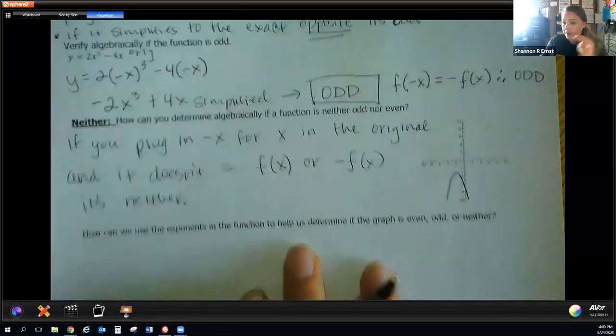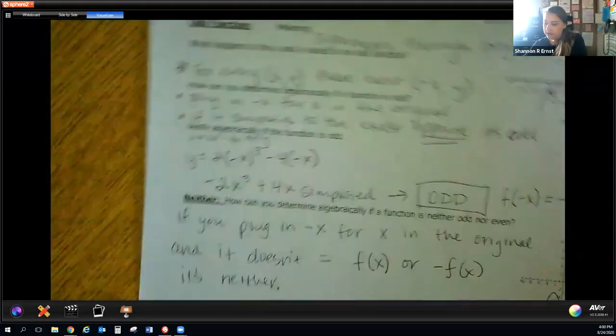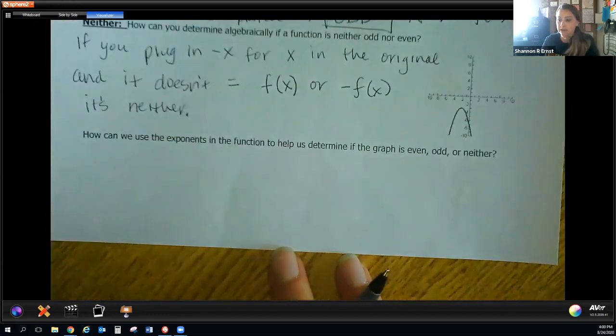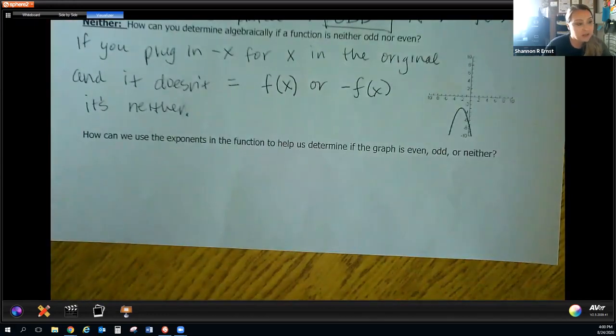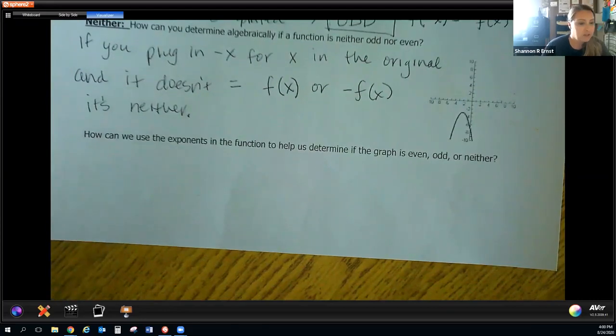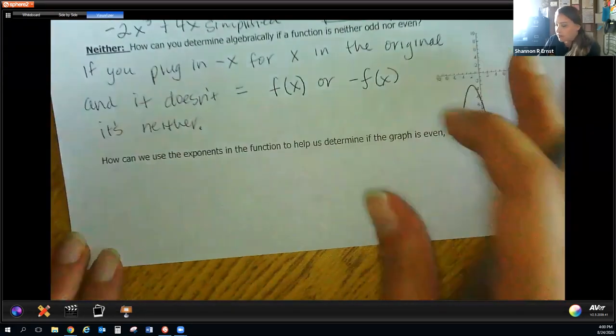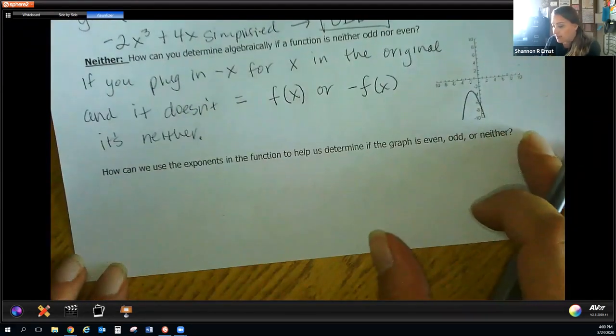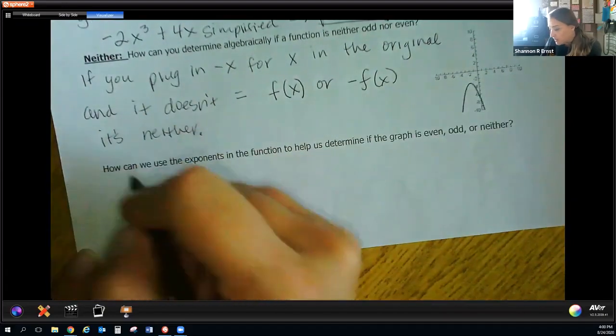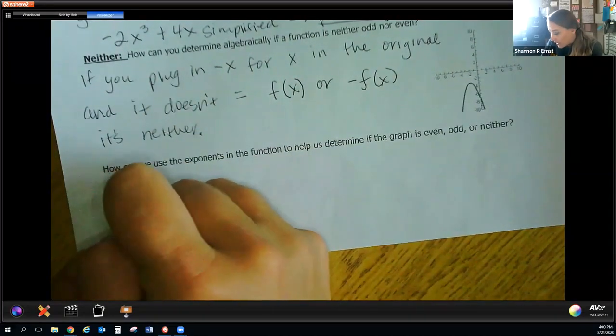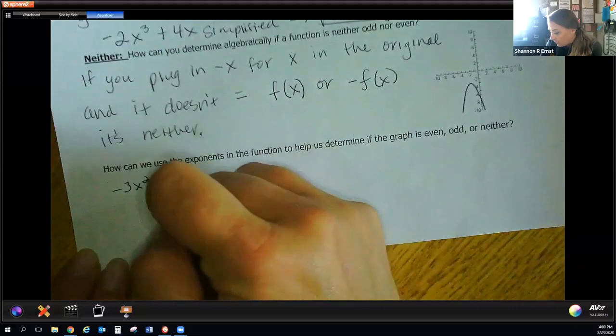So how can we use exponents? Exponents can help us determine if it's even, odd, or neither. So if you were asked to algebraically prove it, you can also use this just to verify that you did it right. So even though you have to show it algebraically, you can use it just to help you. So let's do the first one, and I'm going to show you how exponents could have helped us. So the first one was y equals negative 3x squared plus 4.